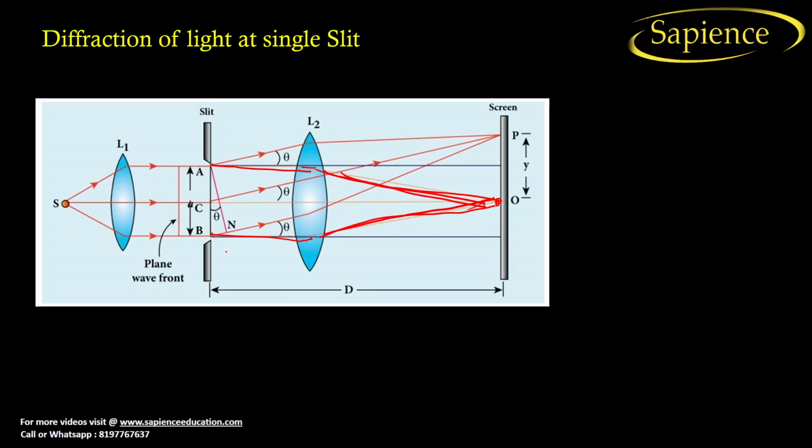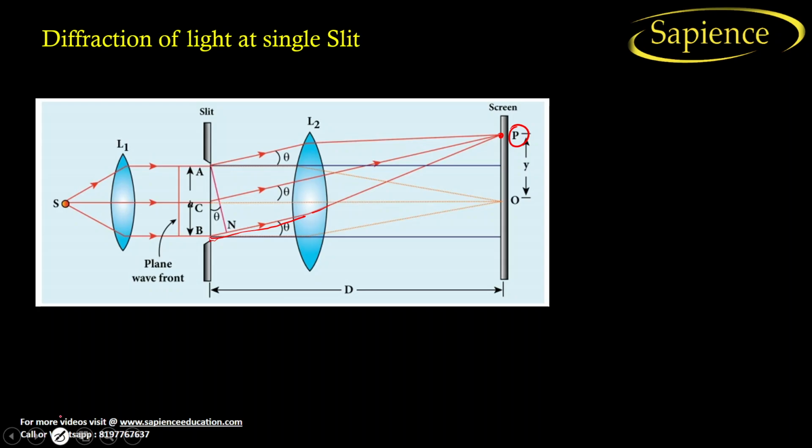Now let us consider a point P. So this is a point P. At this point P, this light is coming like this and another is coming like this. So what is the path difference? How much will the path difference be?